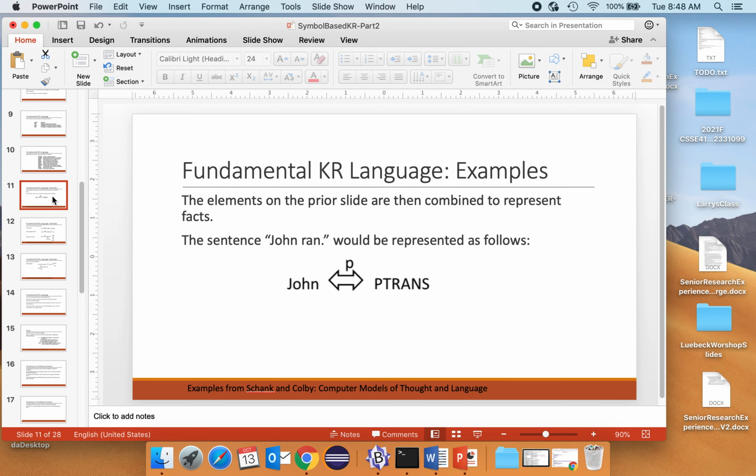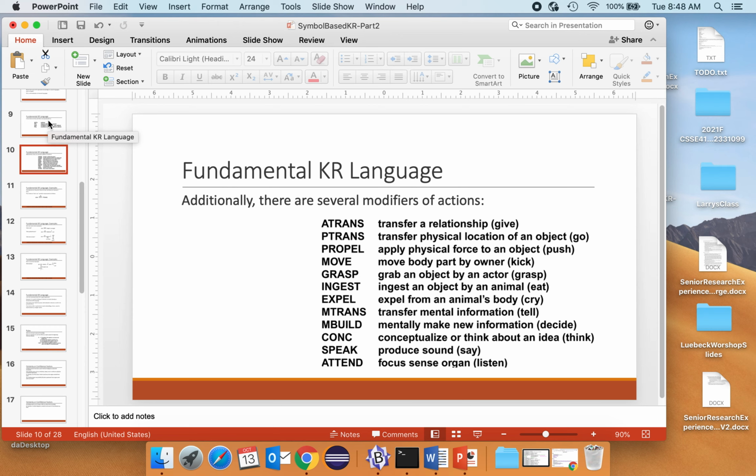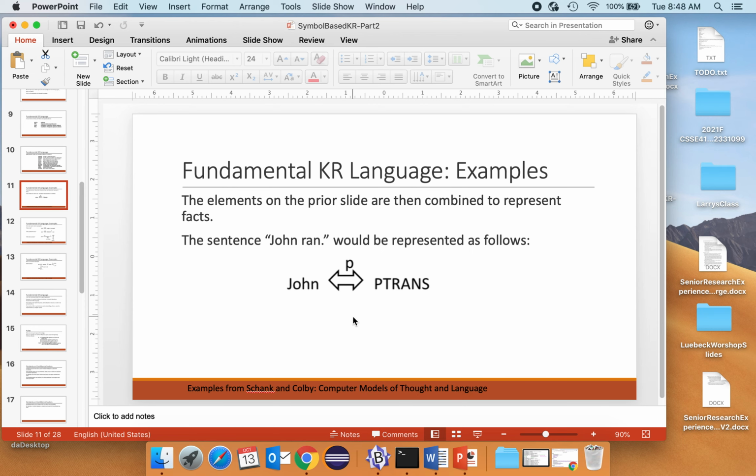So here are some examples from their book, Computer Models of Thought and Language by Schank and Colby. So how do you represent the sentence John ran? Now I should tell you that in addition to these fundamental concepts, they also have some sort of graphical representation that enables them to display how these things relate. The exact nature of these arrows is immaterial. We just want to understand the power and limitations of this conceptual dependency.